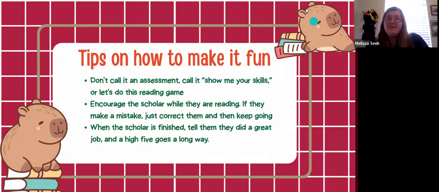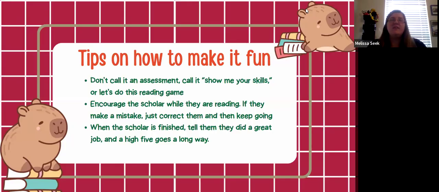Tips on how to make it fun. So as we saw in one of the videos, Hunter did not want to do that passage. He was really struggling. He was probably tired. One of the things that we do is when we're working with our scholars, we never call it an assessment, right? We always say other words of like, show me your skills, or let's do this reading game to show me what you got, right?